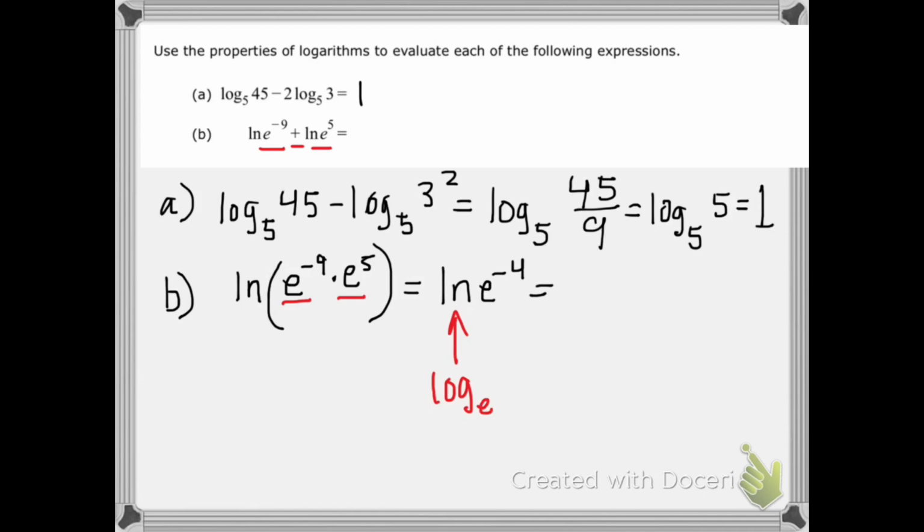So again, using our understanding of how the log operation works and what it means, the question being asked here in order to evaluate this expression is: what power is e raised to in order to get e to the negative 4th? And that is clearly going to be negative 4.